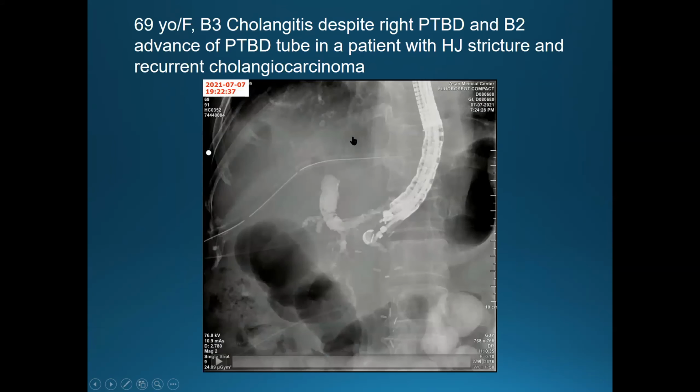Next patient is a 69-year-old female. The patient has B3 cholangitis, despite right PTBD and B2 advance of the PTBD tube before, in a patient with hepatic jejunal stricture and recurrent cholangiocarcinoma. The patient already has right PTBD. This is through the left PTBD B2 position, but the patient has a septic condition.